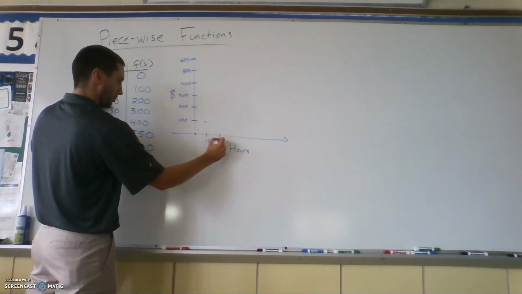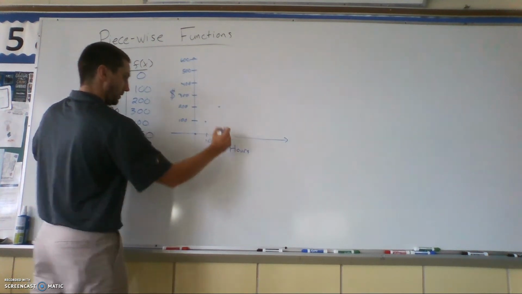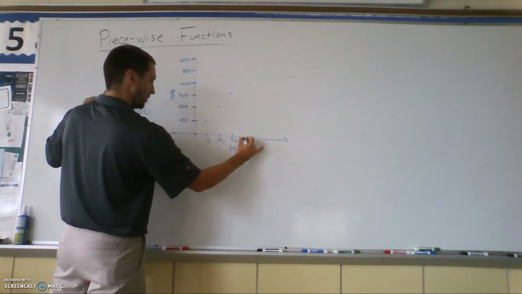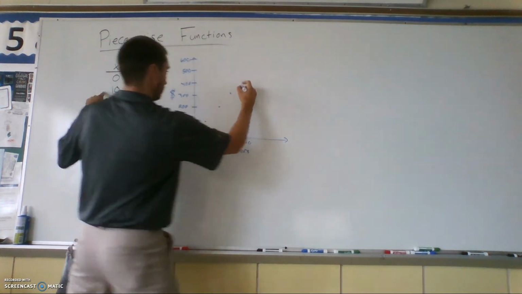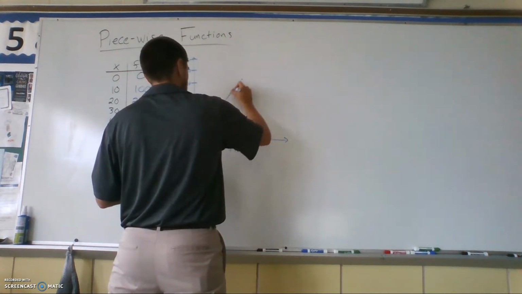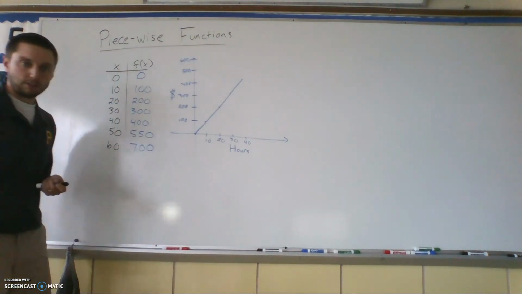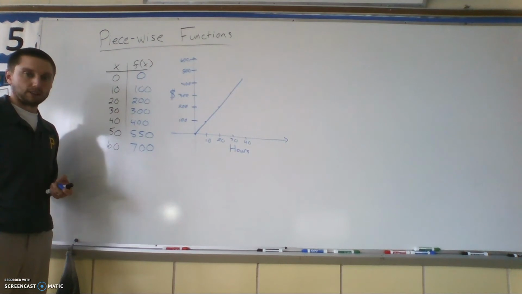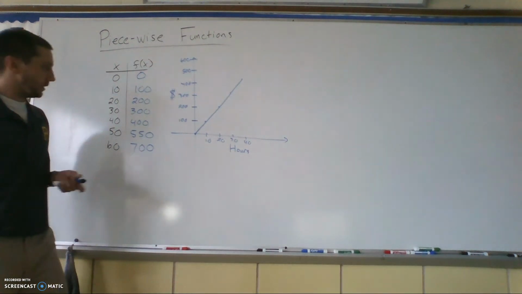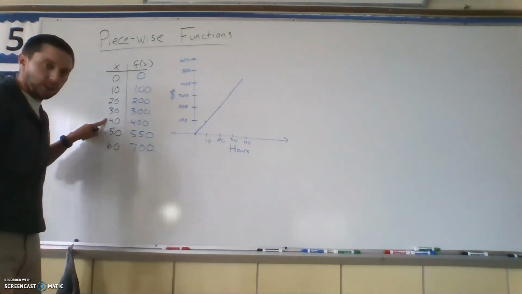All right, so 10 hours, I made 100. 20 hours, I'm at 200. 30 hours, I'm at 300. 40 hours, I'm at 400. Okay, so this is a nice linear function for the first 40 hours, right? It's just $10 an hour. It doesn't get much more linear than that.